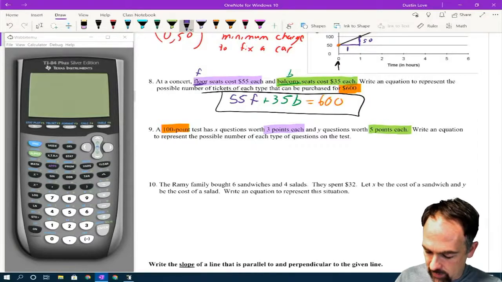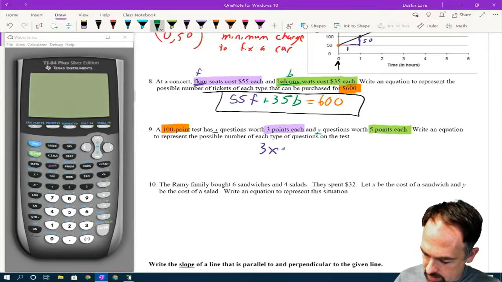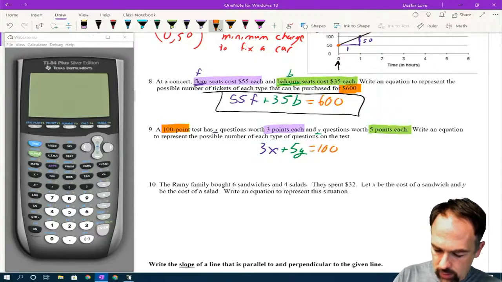So also my variables are X and Y. So those actually make sense in context. So it looks like I've got 3x plus 5y and then equals my total of 100.